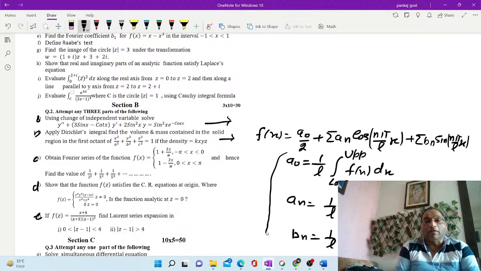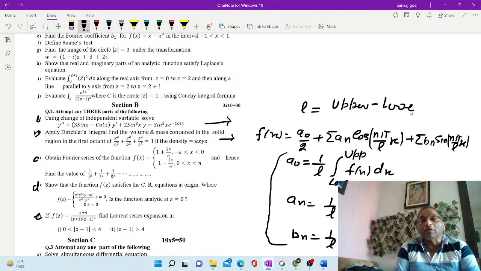Apply this formula, write the limits, and here L is equal to, in case of Fourier series, we will write (upper limit minus lower limit) upon 2.